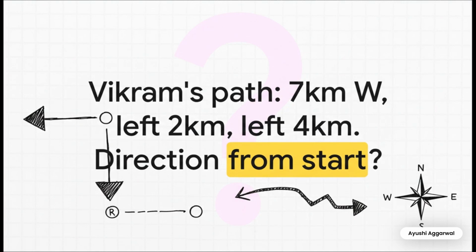All right, let's follow Vikram's journey. He starts at point R and goes 7 kilometers west. Then he takes a left turn, which means he's now heading south, and walks 2 kilometers. Finally, he takes another left turn, now heading east, and walks 4 kilometers. The question is, from his starting point R, where is he now?